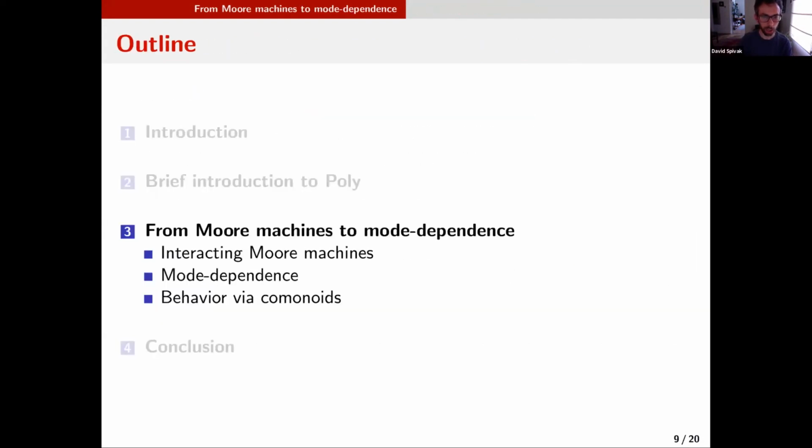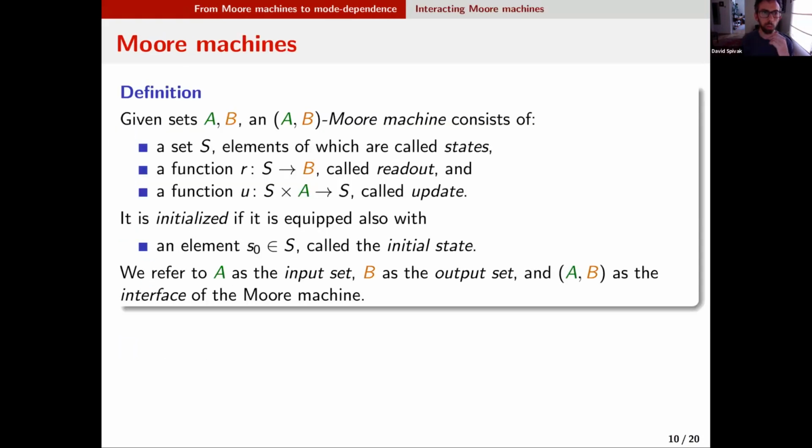So now I'm going to talk about how this looks in dynamical system language. A Moore machine is defined as follows. Given two sets A and B, A will be the input and B will be the output. An AB Moore machine consists of a set S, whose elements are called states, a function R that takes a state and gives you an output called the readout, and a function U that takes a state and an input and gives you a state, called the update function. It's initialized if it's also equipped with an element of S called the initial state.